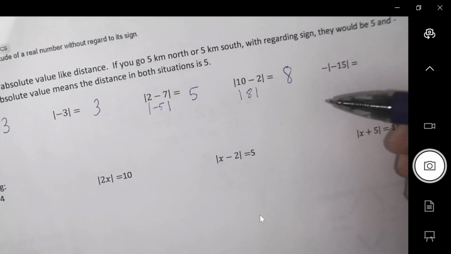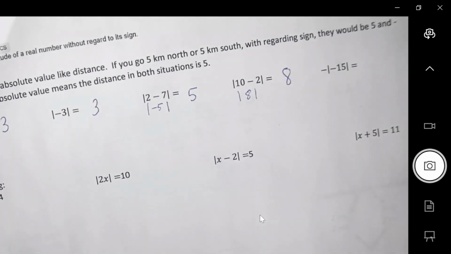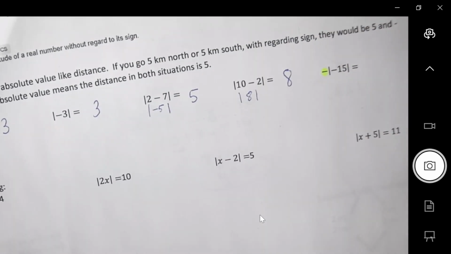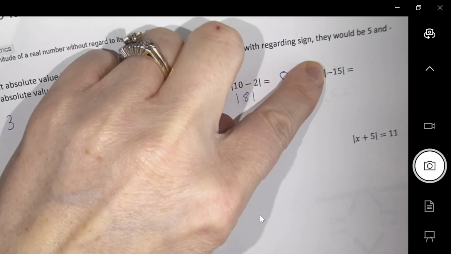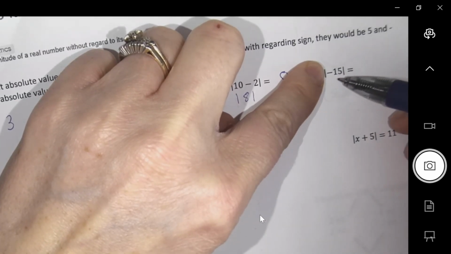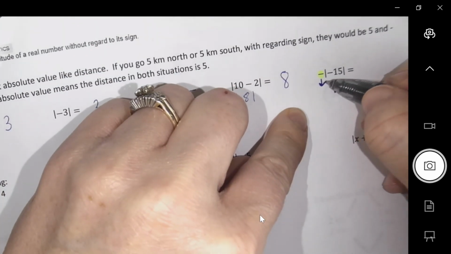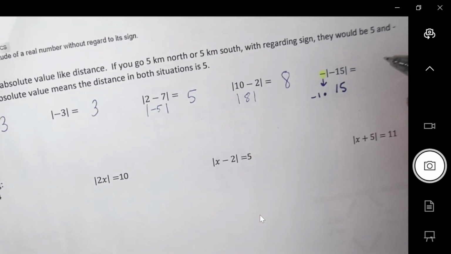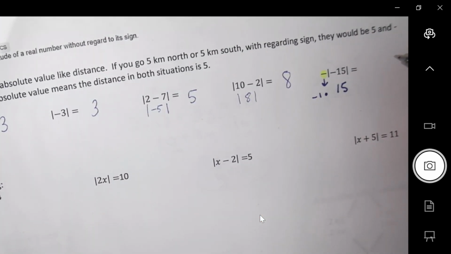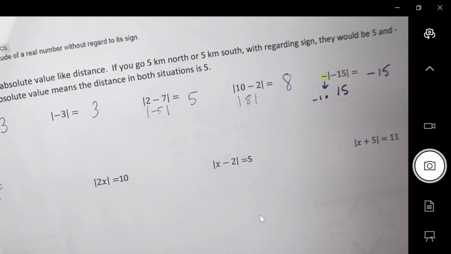Okay, so this one's a little bit trickier. I'm going to do this part last because that's on the outside of the bracket. So first of all, if I cover that up, what is the absolute value of negative 15? 15. Then this means basically to times it by a negative 1 afterwards because it's outside the bracket. Does that make sense? So that would be a final answer of negative 15.